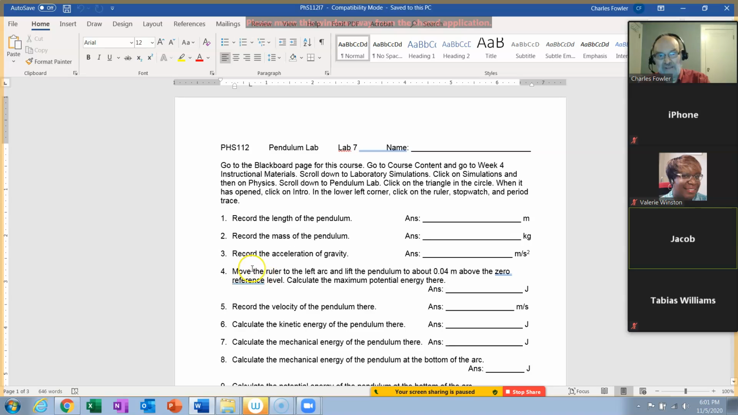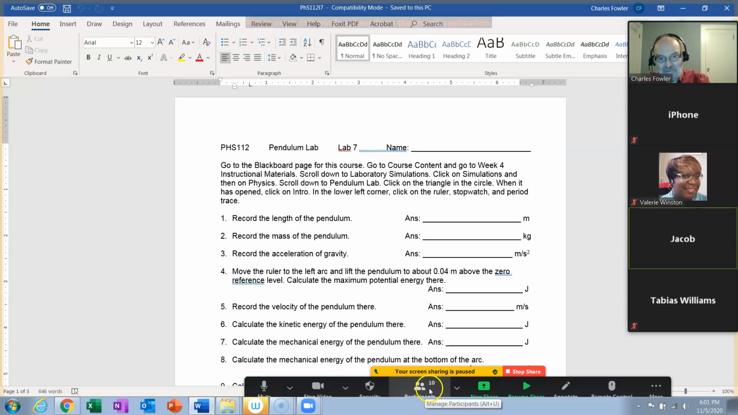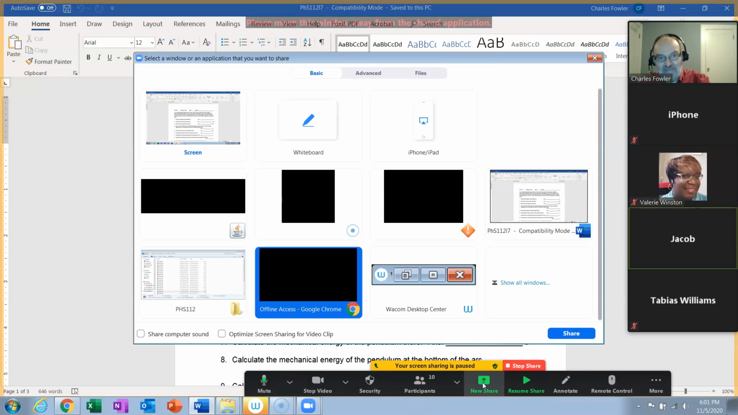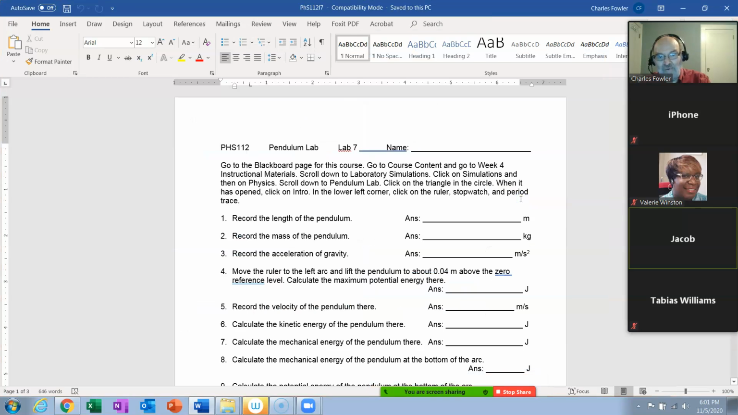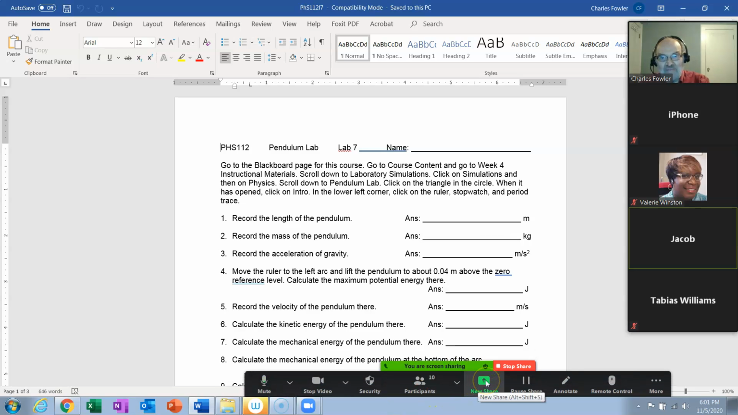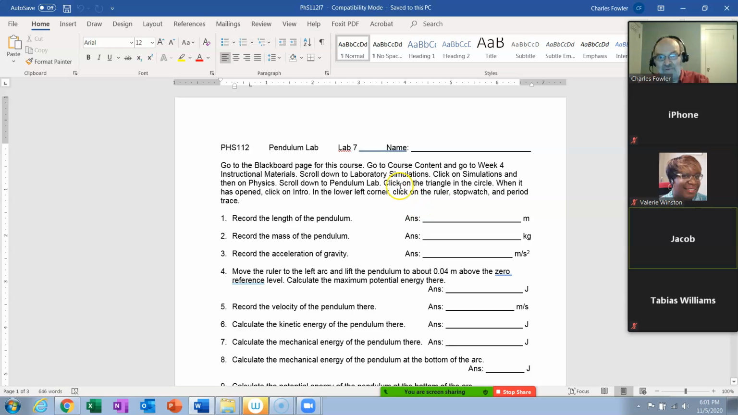Okay, here's the pendulum lab. Oh, you can't see it yet. Let me get my screen share again and get this open. We'll be going back and forth between the lab here and directions here. So here's the directions. Go to Blackboard page for this course. We were just there. Go to course content. We were just there. Go to week 4. We were just there. Instructional materials. We were just there. Scroll down to lab simulation. That was that PHET thing. Okay. Click on simulations. That's where we were.